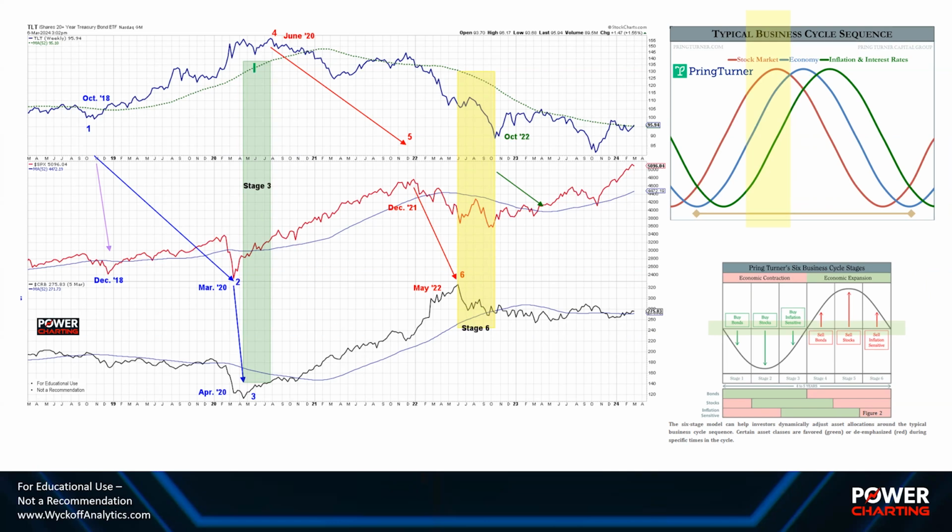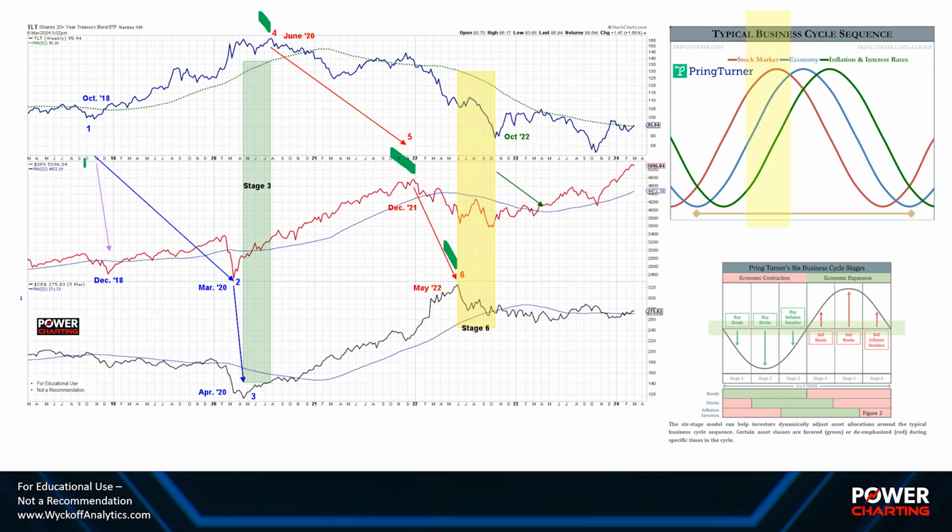But there tends to be a sequence of leading and lagging events. So note that you have a high in TLT, which is the high for bond prices, the low for yields. In this case, this was in 2020. And this high was then followed by a high in the stock market, followed by a high in commodity prices. This is the CRB Index. This is the S&P 500.